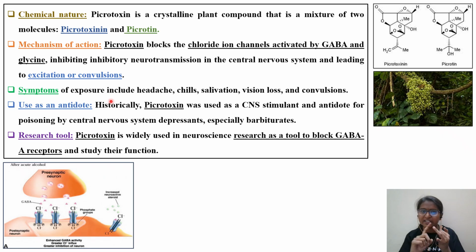Symptoms include headache, chills, salivation, vision loss, and convulsions, as I said. Next, the antidote use: picrotoxin was used as a CNS stimulant and antidote for poisoning by several nervous system depressants, especially barbiturates. So in barbiturate poisoning, you use picrotoxin as an antidote. And as a research tool, picrotoxin was used to block the GABA A receptor and study its function. This was the important thing that we can learn from picrotoxin.